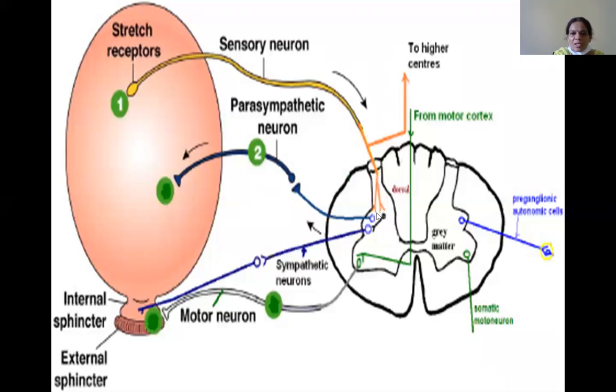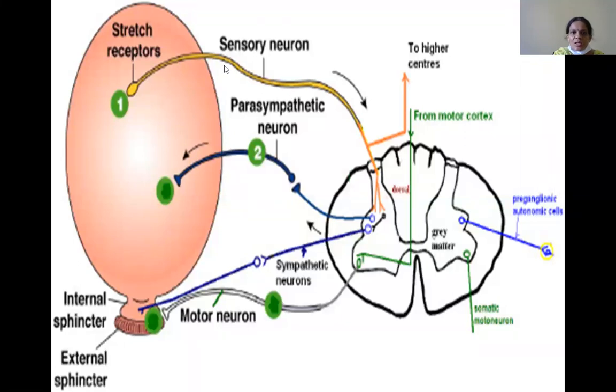Here, interneurons play a role, and that information is again carried to the motor part. This is the efferent pathway, the motor part of the parasympathetic neuron, which is again the pelvic nerve. So these two components constitute the pelvic nerve. The afferent is the sensation sensed by the sensory part of the parasympathetic supply, that is the pelvic nerve.